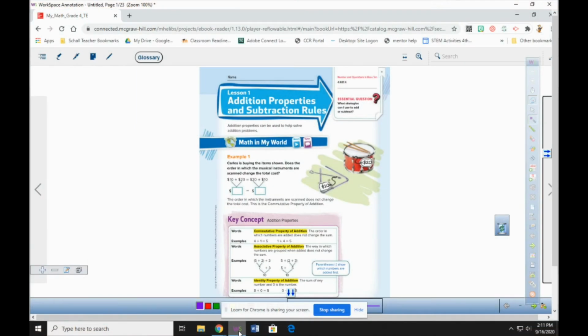Chapter 2, Lesson 1, Addition Properties and Subtraction Rules. We're going to start by learning about addition properties. There are three properties of addition.